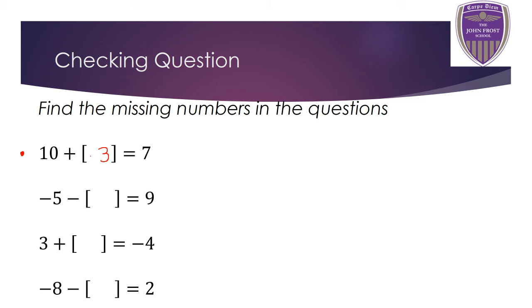But look at that now. Clearly, the answer isn't 10 plus 3 is 7, because that's not right. It has to be 10 add minus 3, okay?